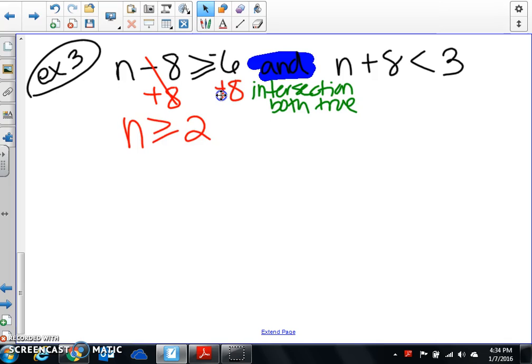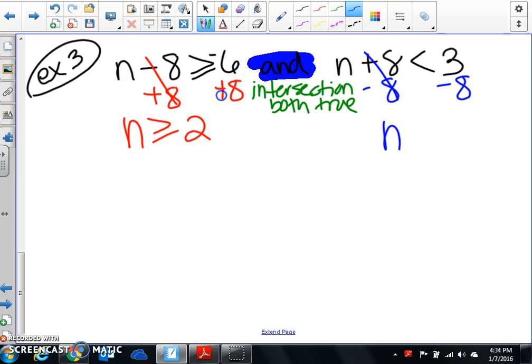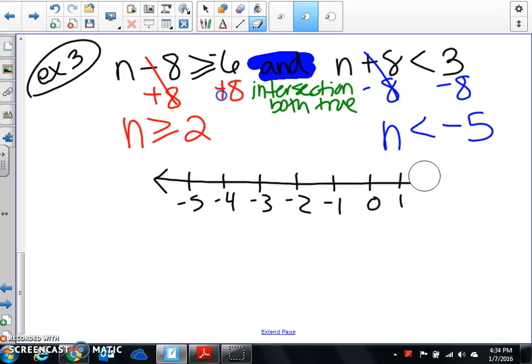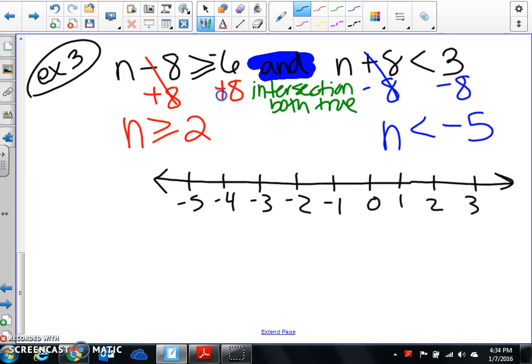Okay, I go over here. I subtract 8 on both sides. N is less than negative 5. Okay, so now I'm going to go ahead. Negative 5, negative 4, negative 3, negative 2, negative 1, 0, 1. Need a bigger number line. 2, 3. Okay.